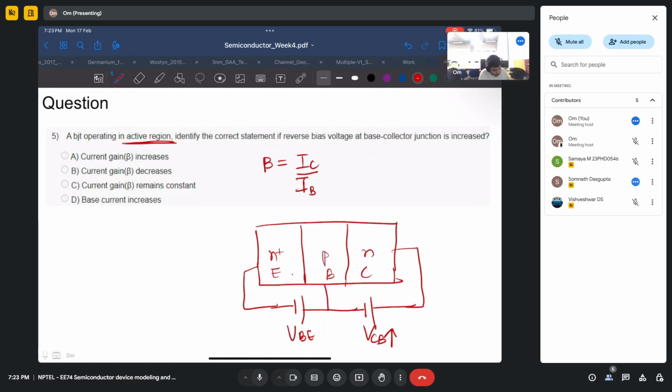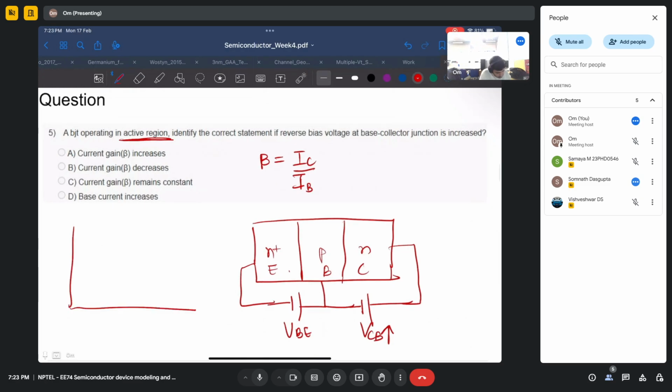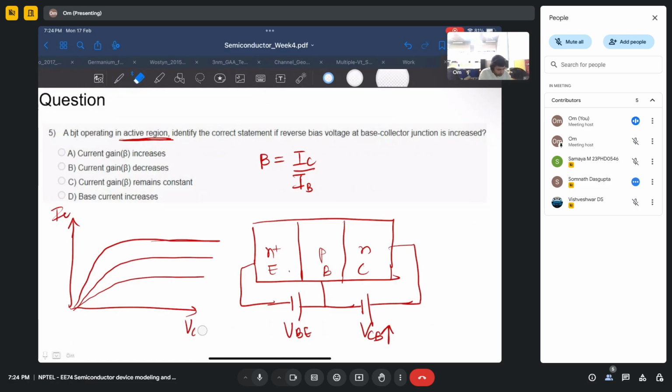Actually, no. You see, if I draw IC versus VCB... Sir, you put VCB reverse bias, na? Yeah. Then, sir, in case of reverse bias, if we increase the reverse bias, the current will decrease. Okay, let's think about it a bit. This is how IC will look, the output characteristic, na, sir? Yes, this is the output characteristic.